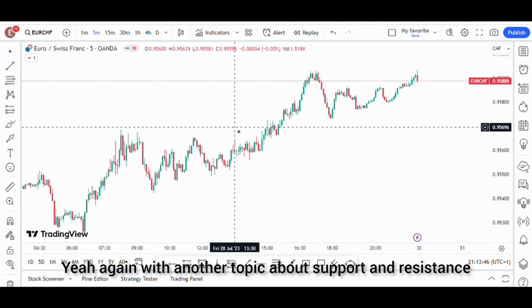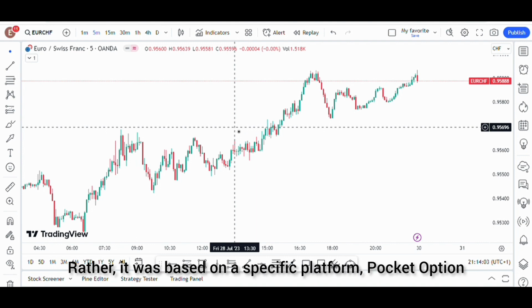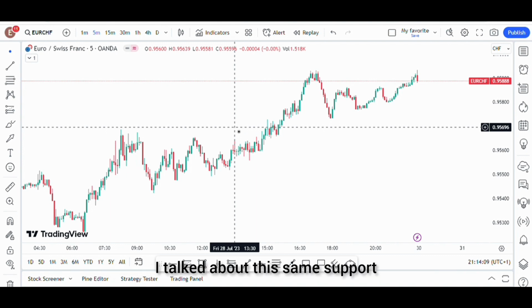George here again with another topic about support and resistance. I know I already talked about this particular topic, but it was based on a specific platform, Pocket Option. I talked about the same support and resistance topic on how to navigate and search it when trading on the Pocket Option platform. But here I'll be talking about support and resistance again for beginners.